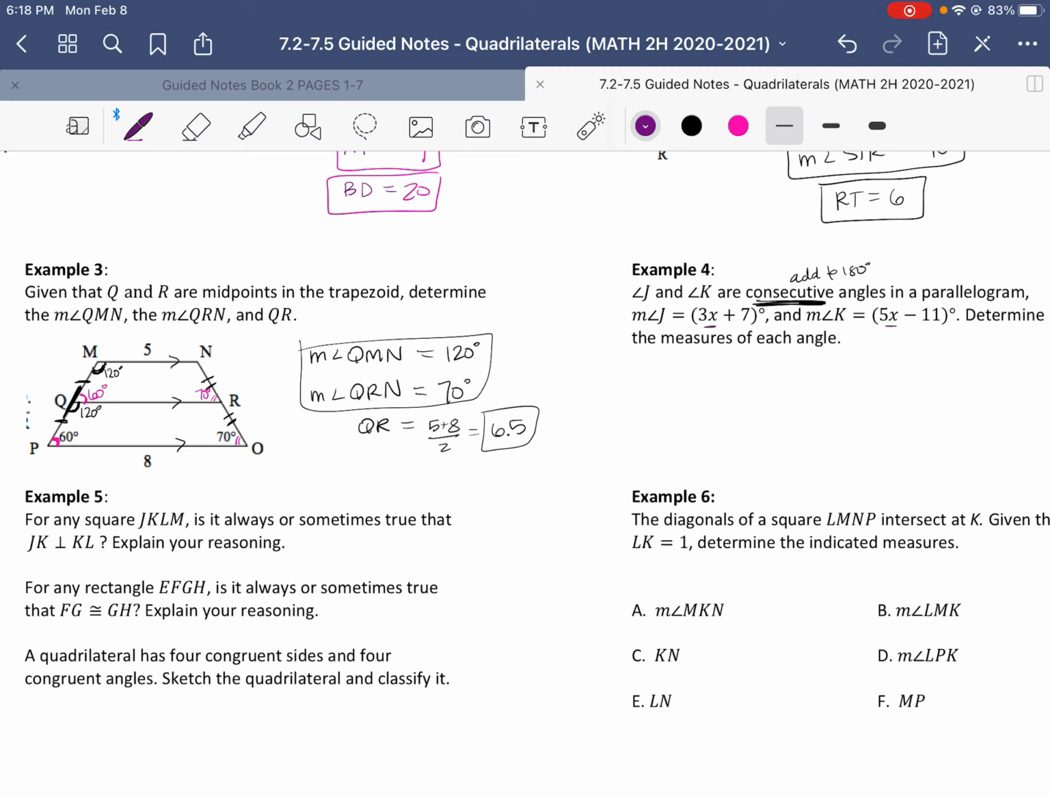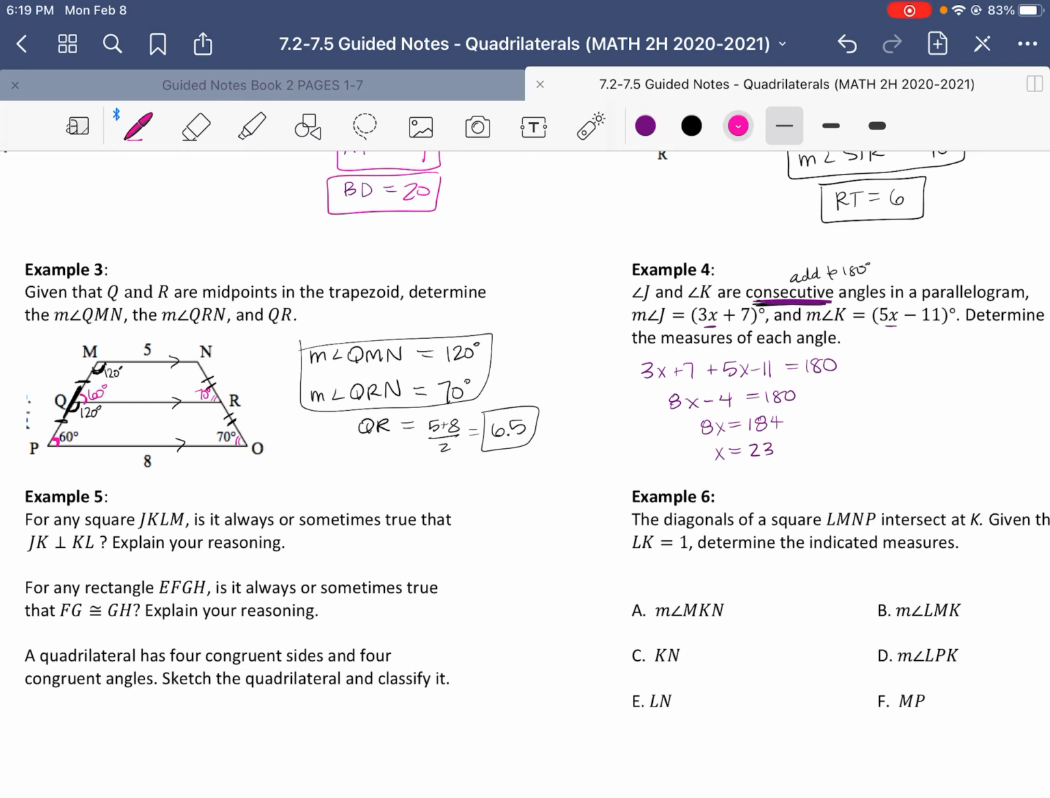So again, I don't know the x value, so I probably need to find the x value so I can determine the measure of the angle. I know they're consecutive, so these two angles should add to 180. So I'm going to set up an equation. 3x plus 7 plus, because there's a sum, 5x minus 11 should add up to equal 180. Solving that, we end up with 8x minus 4 is equal to 180. Add the 4 over, we get 8x is equal to 184. Divide by 8, it looks like x is equal to 23.